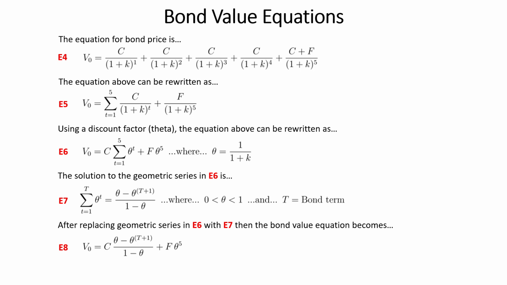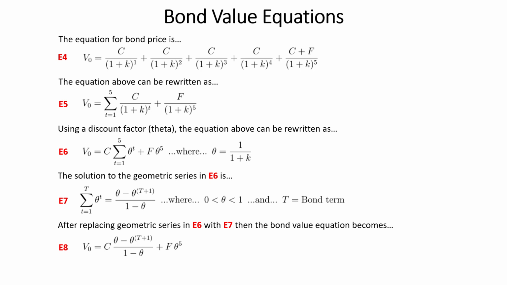So what we do in E6 is we define theta, and then we note that all of the 1 plus k's in equation 5 above go away. So all we're doing is expressing equation E5 as E6, where rather than having the 1 plus k's, we have a theta, which is a discount factor.